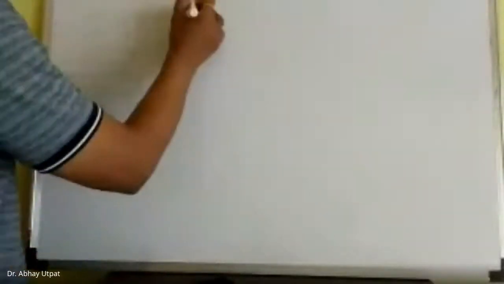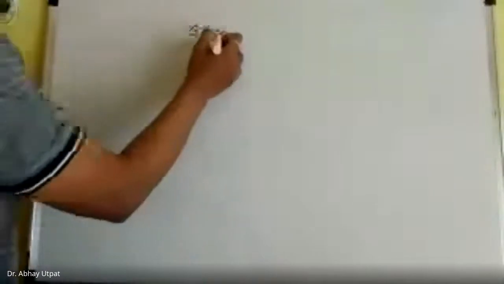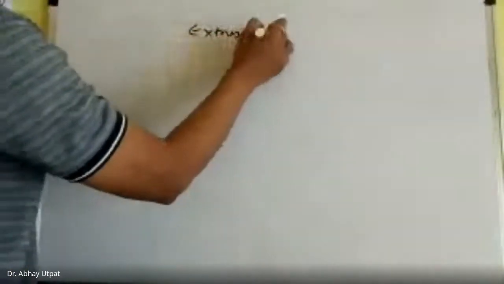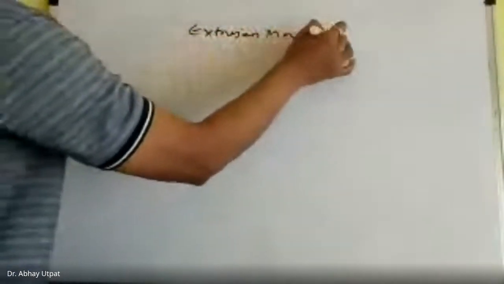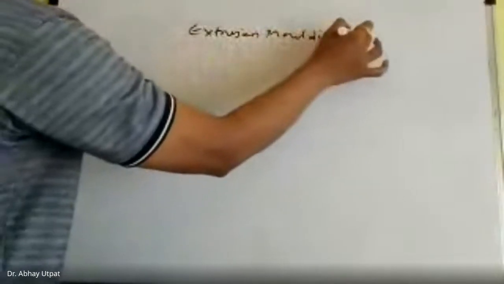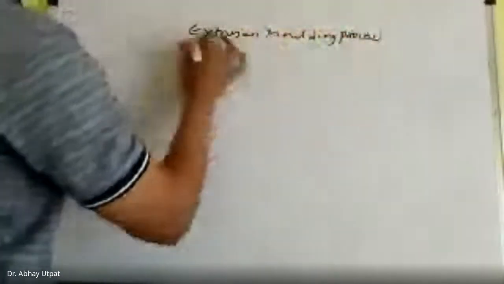So in the previous class we have studied the injection molding part. In today's class we will study the next type of molding process, that is extrusion molding process. You are familiar with this word extrusion.